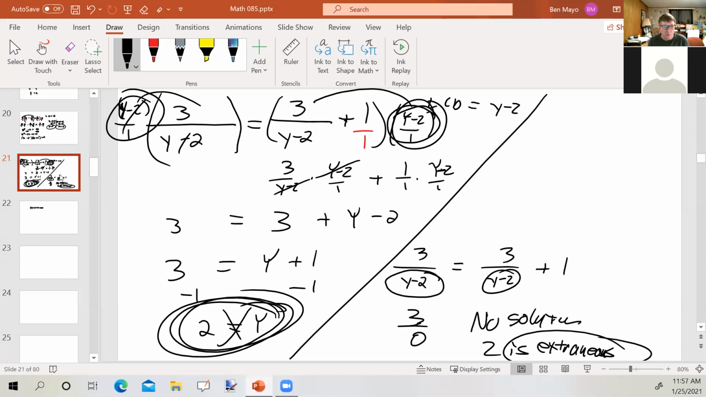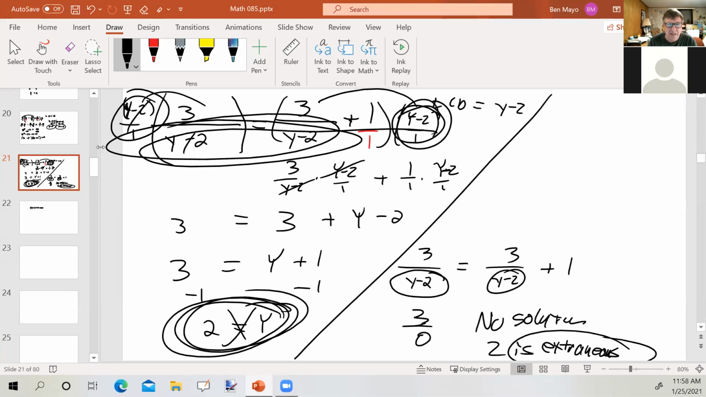So I broke the rules unknowingly. That's why I got an answer, but the answer doesn't work. So the bottom line of all this stuff is check your work. Now, if you're one of those lazy people that doesn't want to check their work, you better at least check it in the denominators to make sure it doesn't turn any denominator into 0.